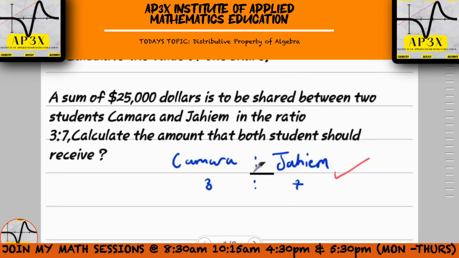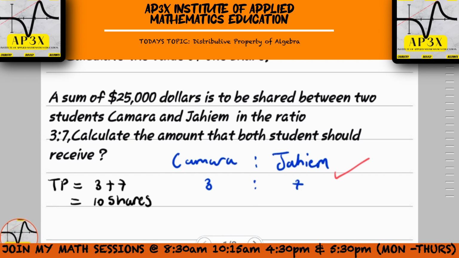Once we have identified our comparative quantities and the individual ratios, our next step is to calculate the total proportion. So I normally write here TP, total proportion, is equal to 3 plus 7, which is equal to 10 parts or 10 shares. As I said, I like using the word shares. So 3 plus 7 gives me a total of 10 shares.